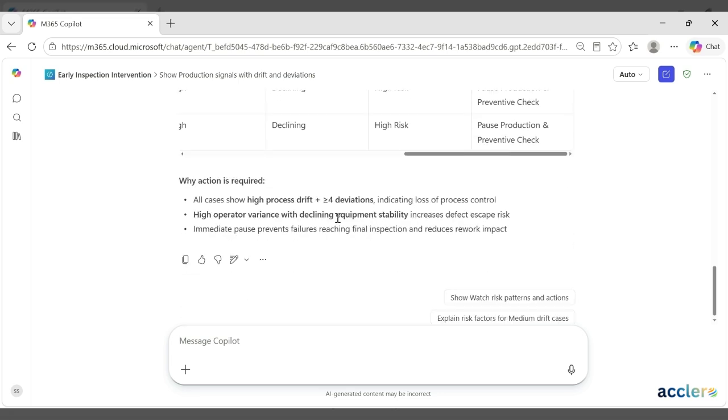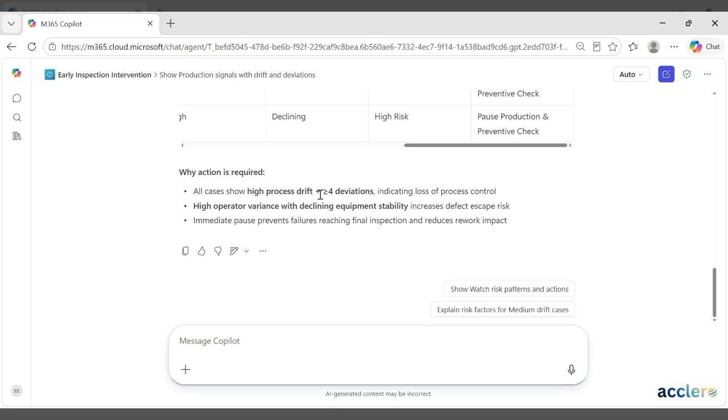So why this action, why do these require action? Because all these entries show high drift, repeated deviation, high operator variance, and declining equipment stability. So this compounded failure pattern is likely to cause the inspection rejection without the immediate intervention.